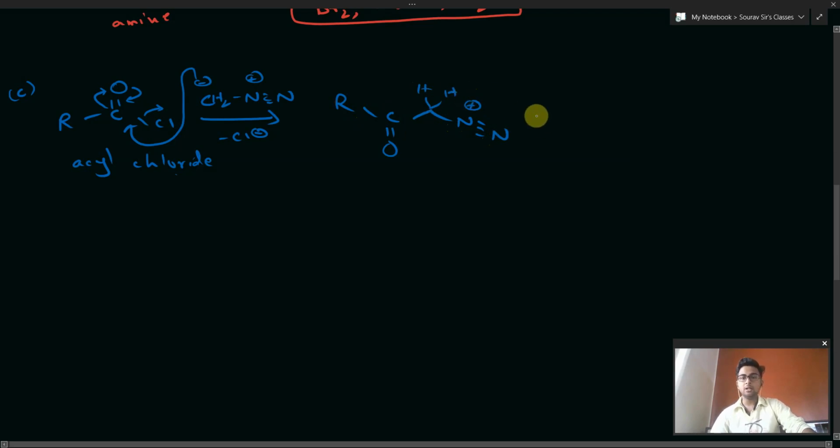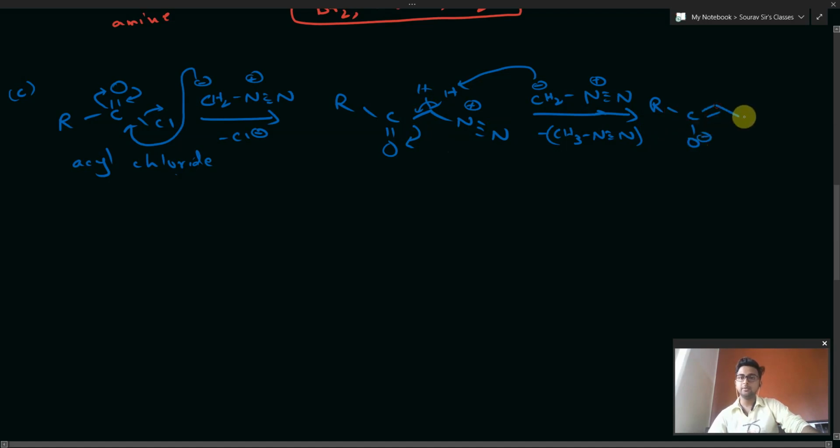Now another diazomethane molecule will be coming and taking up this H from the system, being released as CH3N triple bond N. Obviously this minus charge won't be staying over here. It will be forming the normal oxide type of ion. So we will be taking R-C-O minus, we have a double bond over here, we have N, we have triple bond N. So this kind of species would be formed.